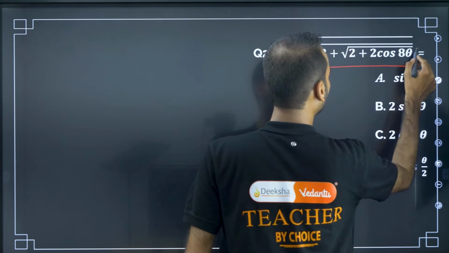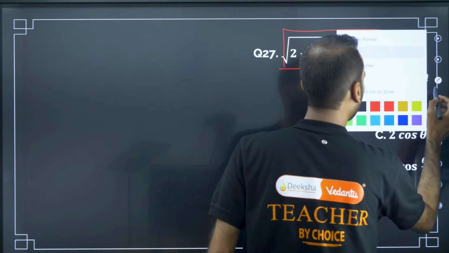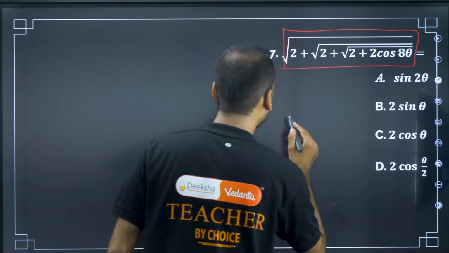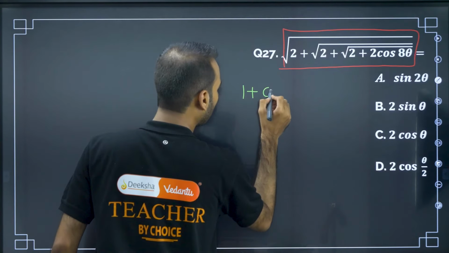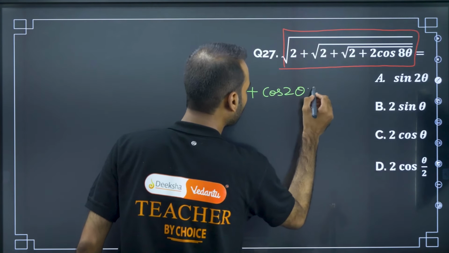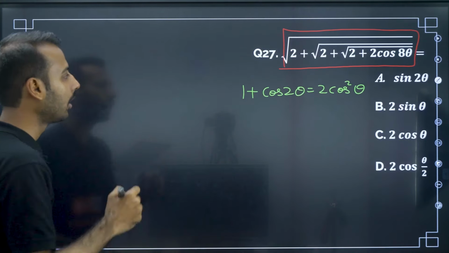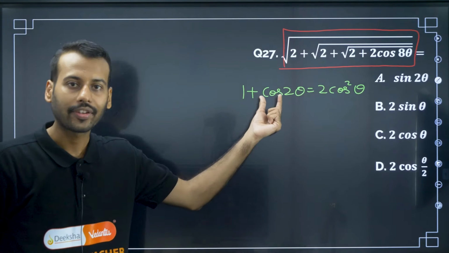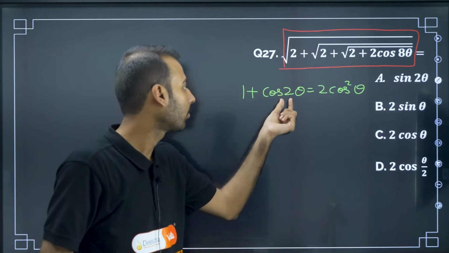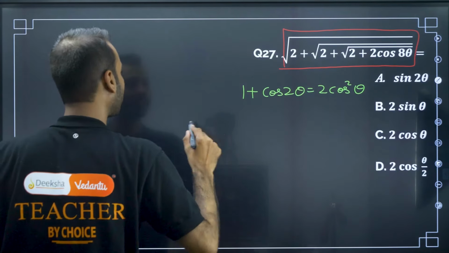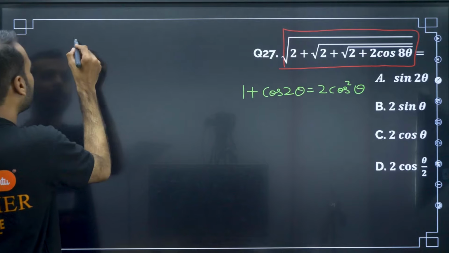Root of this, they are asking to find the value of this. For this, one synopsis point you should be knowing. What is that synopsis point? I will write here: 1 plus cos 2 theta is equal to 2 cos square theta. This synopsis point, the proof and everything, is there in the trigonometry chapter. So 1 plus cos 2 theta is equal to 2 cos square theta. So first let me copy and paste that question here.